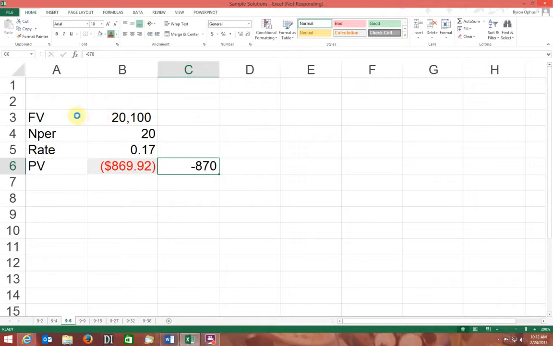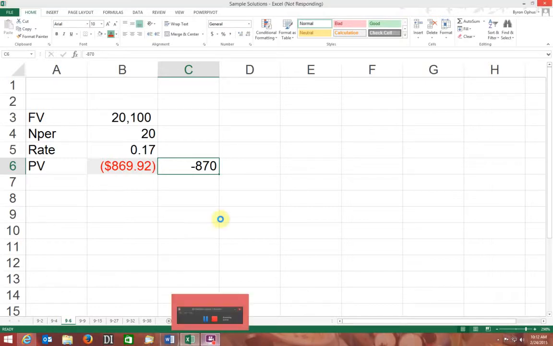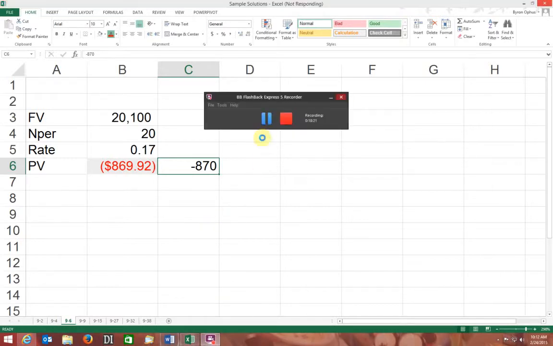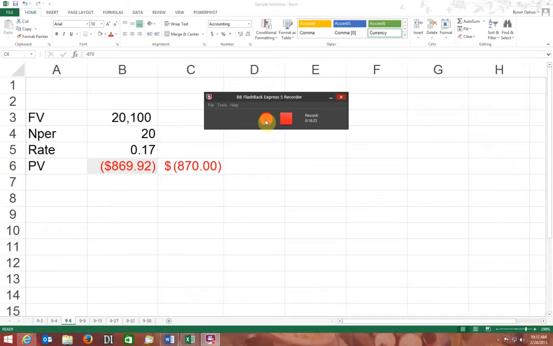So I've got a future value of 20,100. My number of periods is 20, and my rate is 17% or 0.17. As you can see, my computer is sort of malfunctioning here at this point in time. I'm going to pause while my computer fixes itself. Okay, so it kind of got fixed.